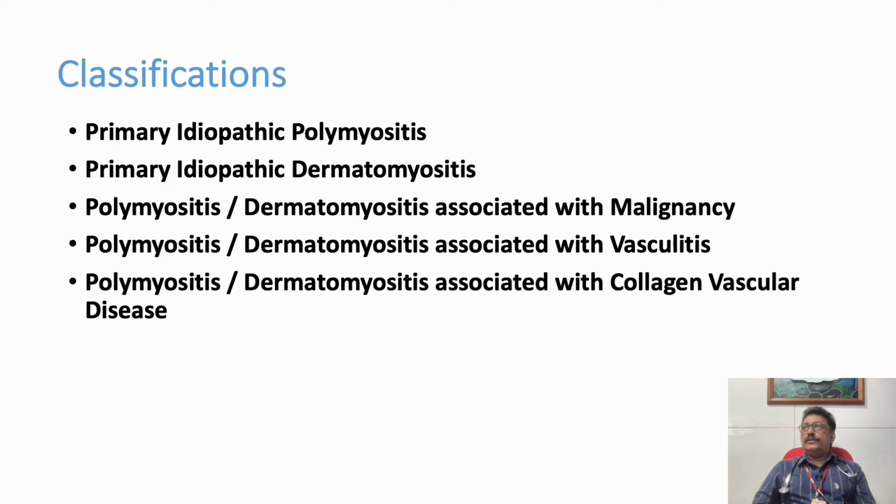Various types of vasculitis we know, like small vessel vasculitis, medium vessel vasculitis. If the patient comes with polymyositis or dermatomyositis in that condition, that comes under this group. Then polymyositis or dermatomyositis associated with collagen vascular diseases like SLE, scleroderma and all. So these are the classifications. Basically myositis can be due to immune mediated myositis, drug mediated myositis, infection mediated myositis. In immune mediated myositis, it can be primary or secondary to malignancy, vasculitis or collagen vascular disease. That is a simple classification of polymyositis.